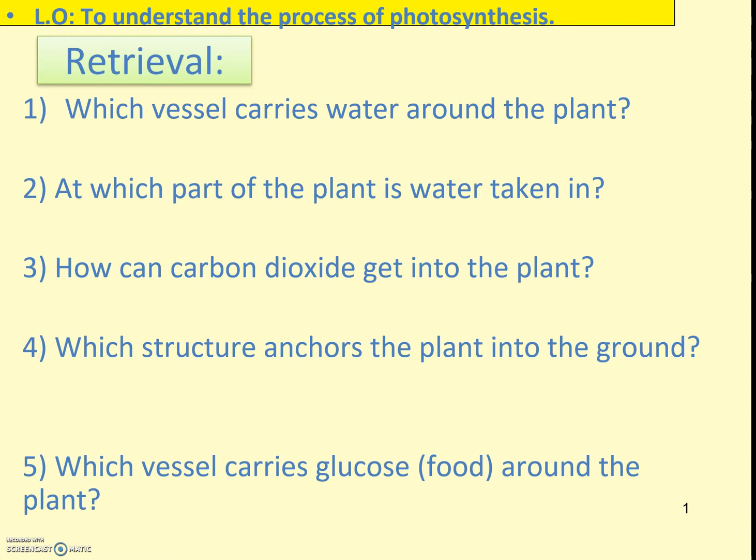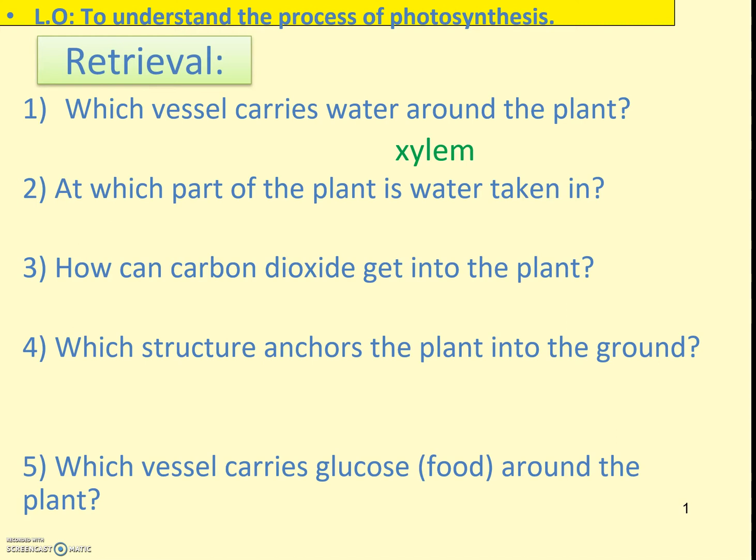Number 1 says, which vessel carries water around the plant? That would be the xylem. This is a part of the vascular system of the plant, and it is a straw-like structure that allows the plant to drink or absorb water from the ground.